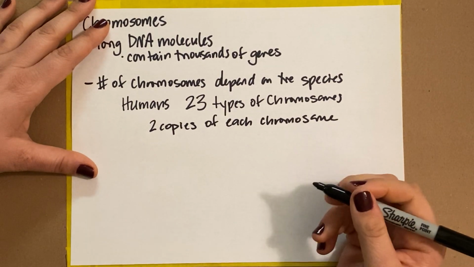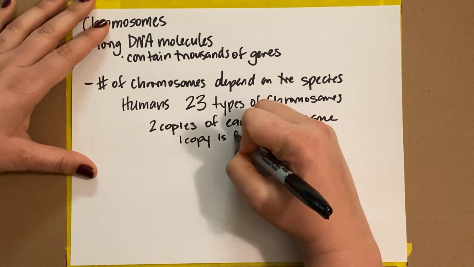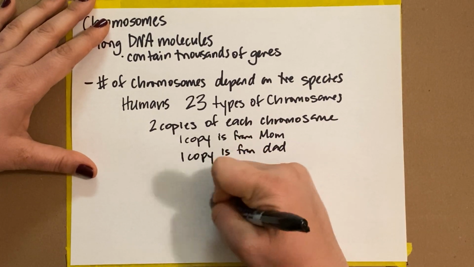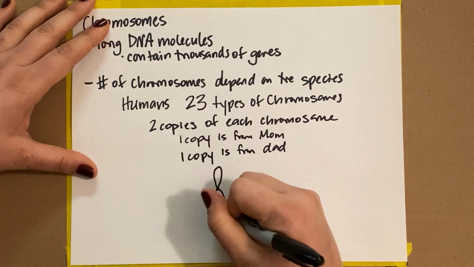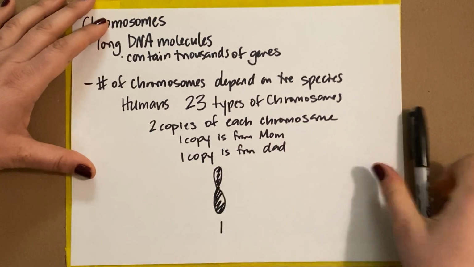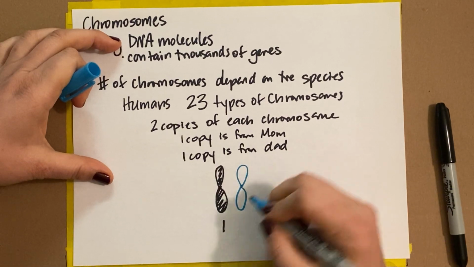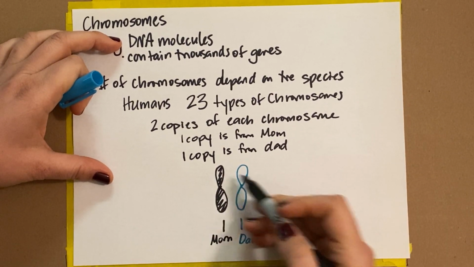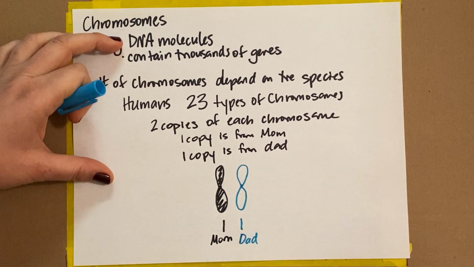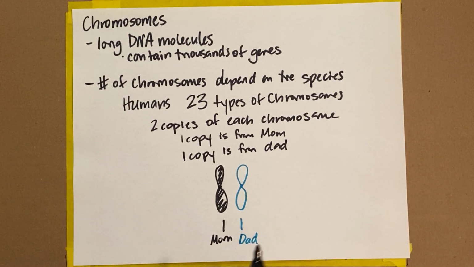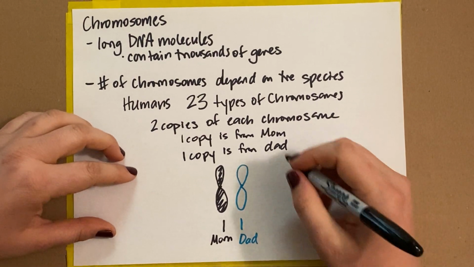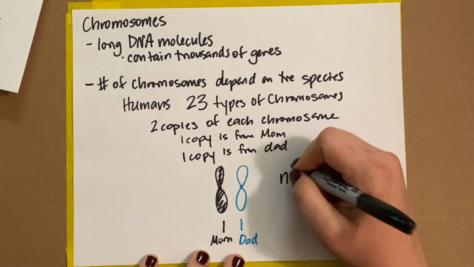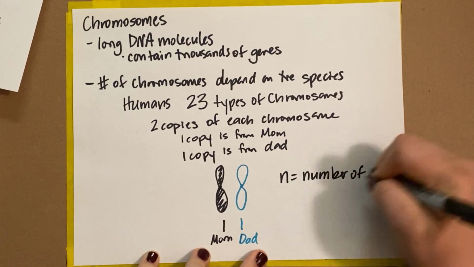The copies: one copy is from mom, and one copy is from dad. So when you have chromosome 1, you're going to have one that's from your mom. We could just say that this is mom's. And let me get a different color and say, here's chromosome number 1 from your dad. So this is going to be dad, and this is going to be mom. For chromosome 1, we have 2 copies: the one you got from your mom and the one you got from your dad. That's going to happen for each of the 23 chromosomes. You get one from mom, one from dad. Now, one way that we talk about chromosomes is we use the letter N to represent the number of chromosomes.